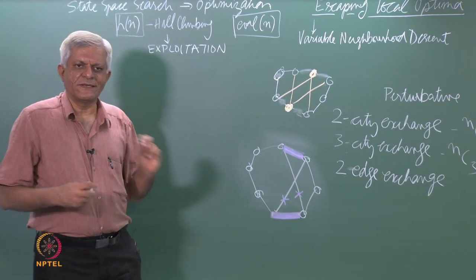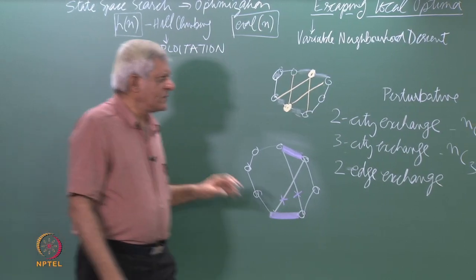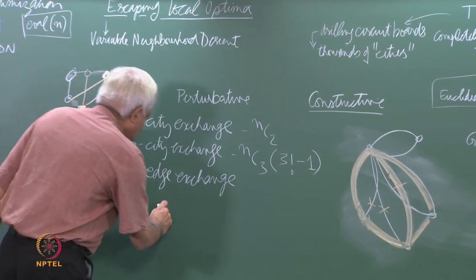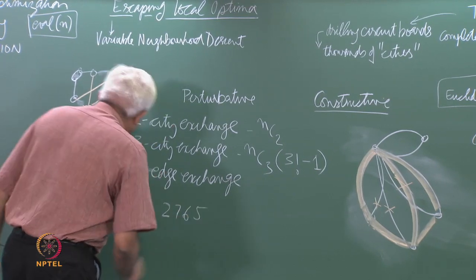How will I do this 2 city exchange, 2 edge exchange? So, let us say we have that tour something like that 2 7 6 5.